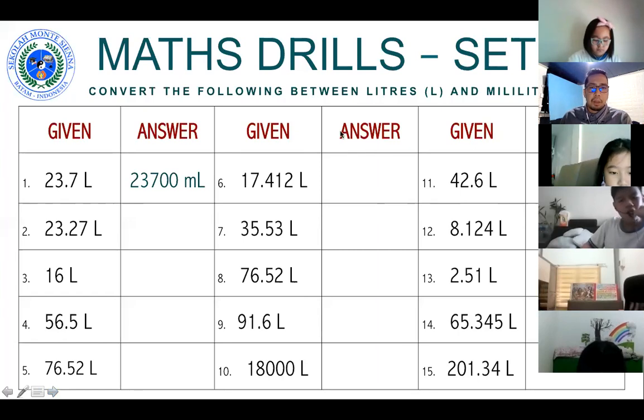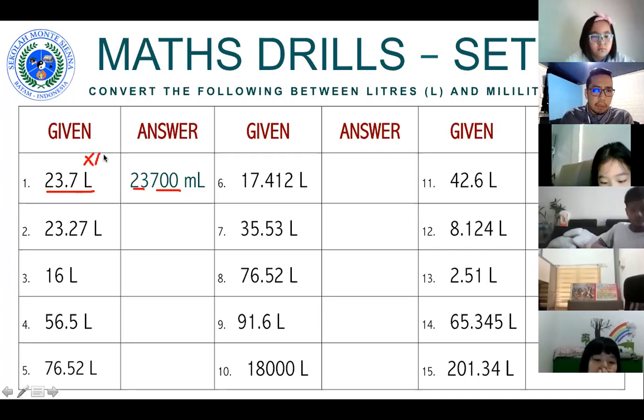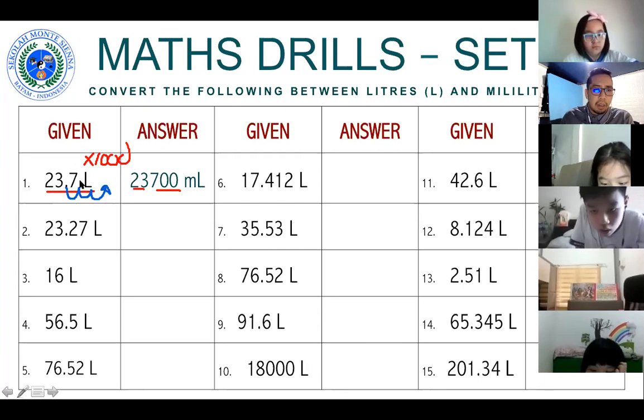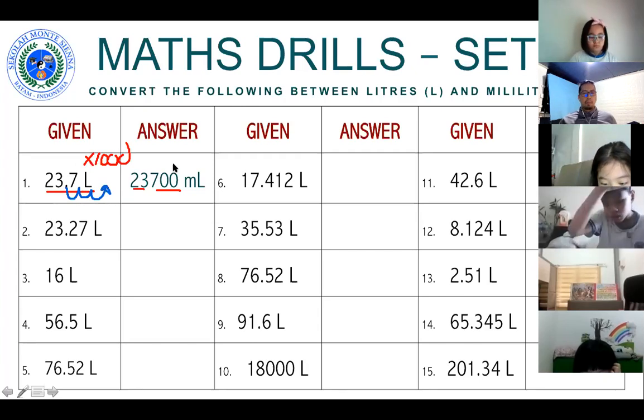I have an example here, given that 23.7 liters is equal to 23,700 ml. So either multiply this by 1,000, or you push out this decimal point three places and then you add two zeros. Okay, try the following. You have 14 items to do.